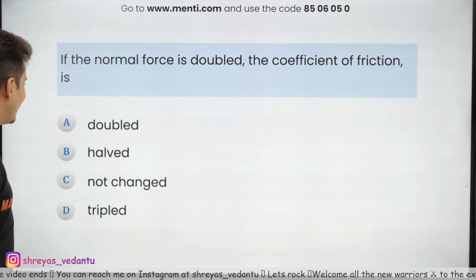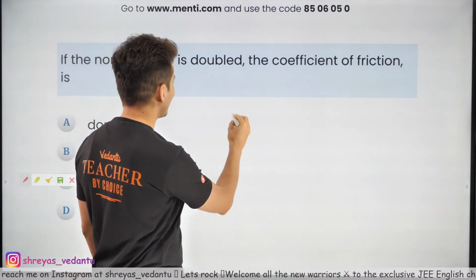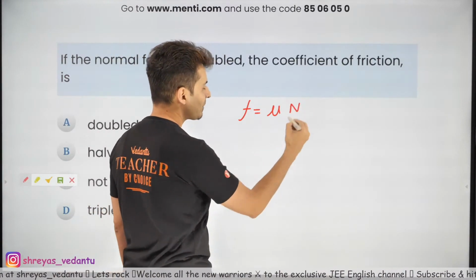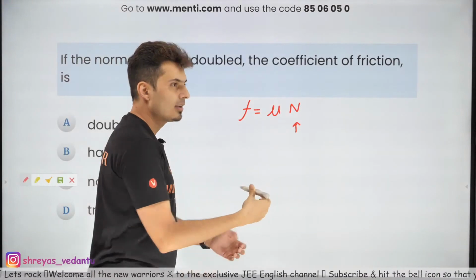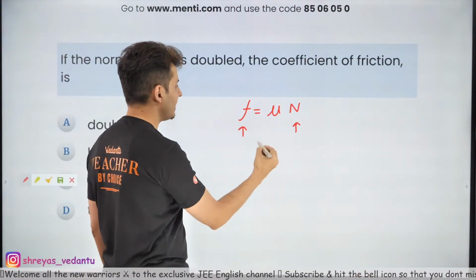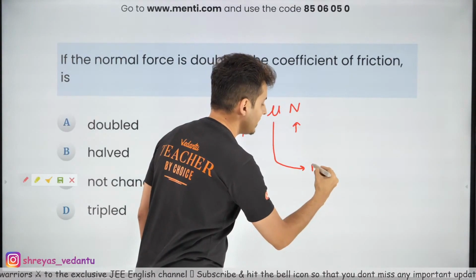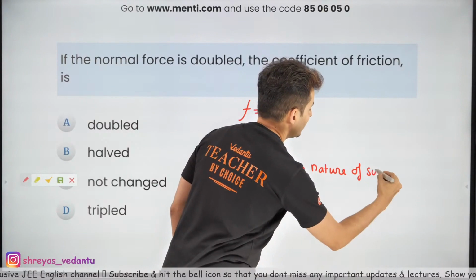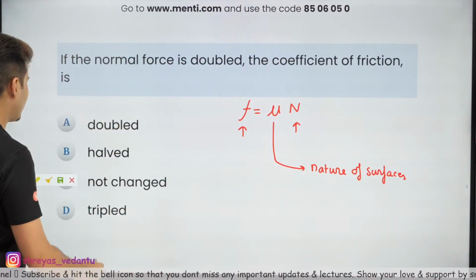Let's see, guys. The answer is: if the normal force is doubled, the friction is mu into N. Many of you thought, sir, normal increases, mu will decrease. Yeah, if normal increases, friction will increase. This mu depends only on the nature of surfaces. Understand that. So it does not change.